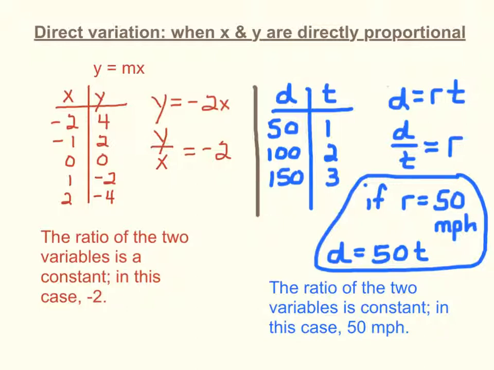So I did a little table of values with time in hours. After 1 hour, we've gone a distance of 50 miles. After 2 hours, we've gone a distance of 100 miles. After 3 hours, we've gone a distance of 150 miles. The ratio in this particular example is still constant. We haven't changed our speed as we've traveled. We've gone a constant 50 miles per hour.